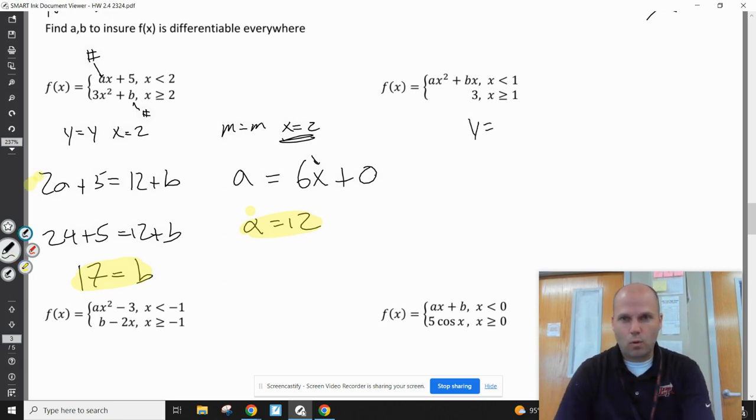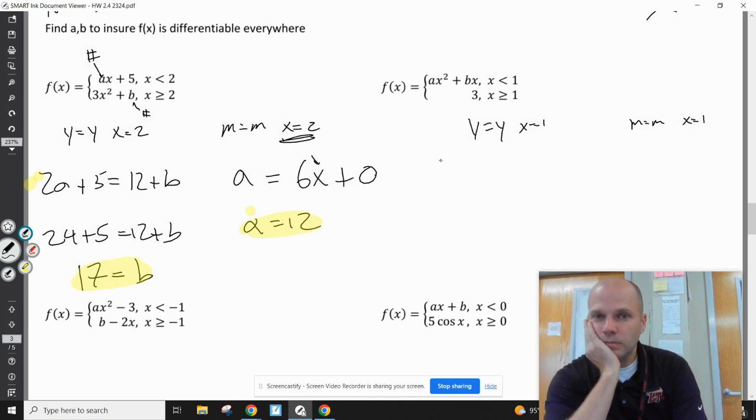Next one, my y's will have to meet up at x equals 1, and our m's will have to meet up at x equals 1. So 2ax plus b, whoops.